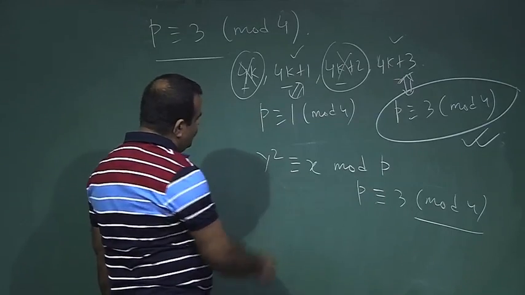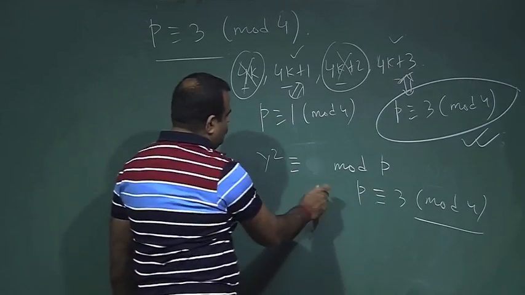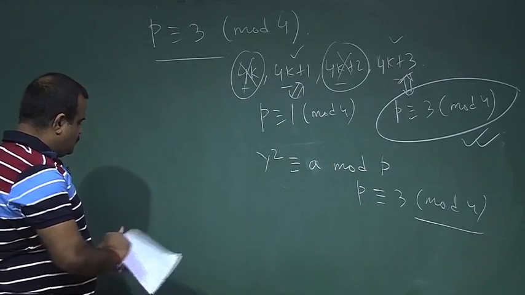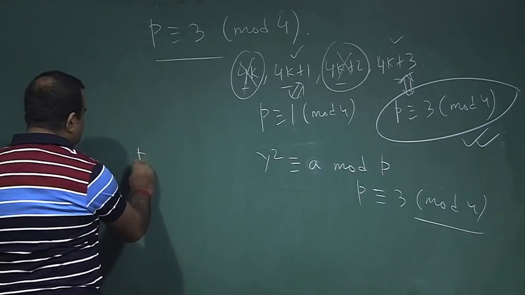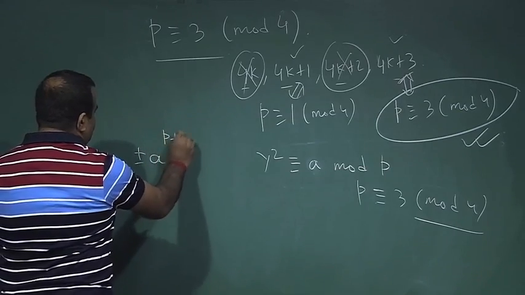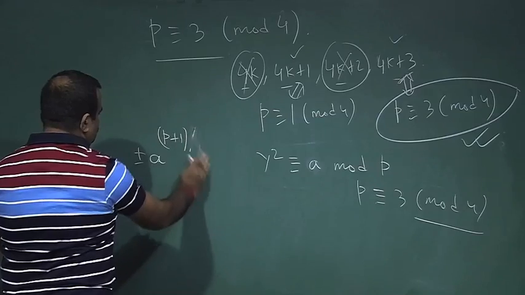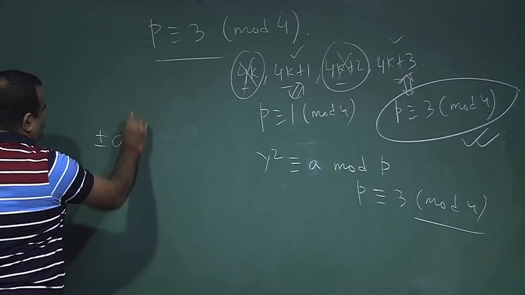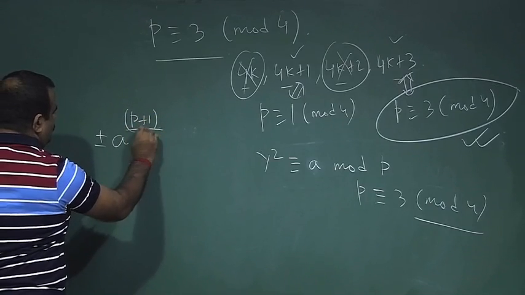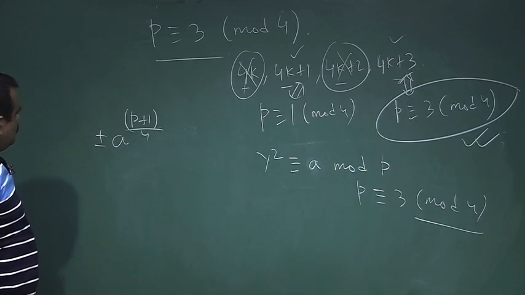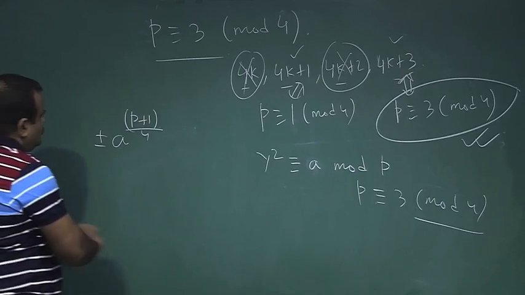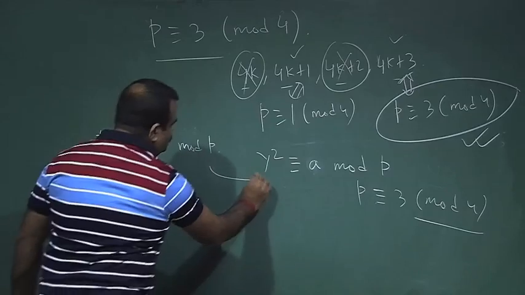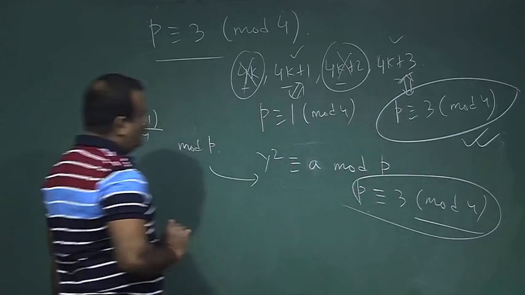Suppose, let it be a. Then we know that the solution is basically plus minus a to the power p plus 1 by 4. Let me write very carefully, plus minus a to the power p plus 1 by 4, mod p. So, this is the solution when p is of this form.